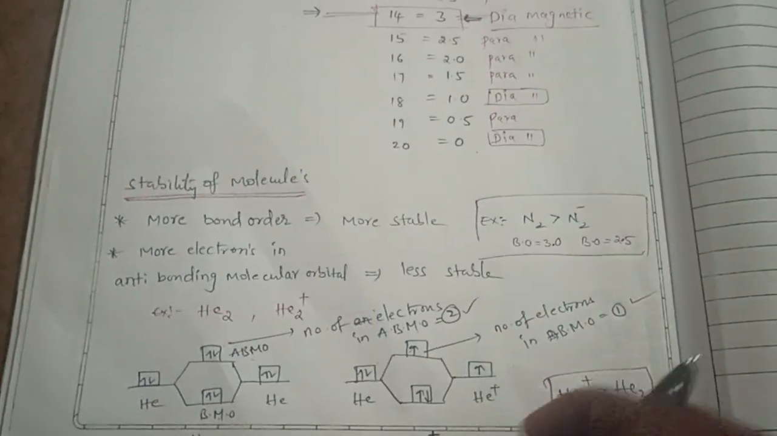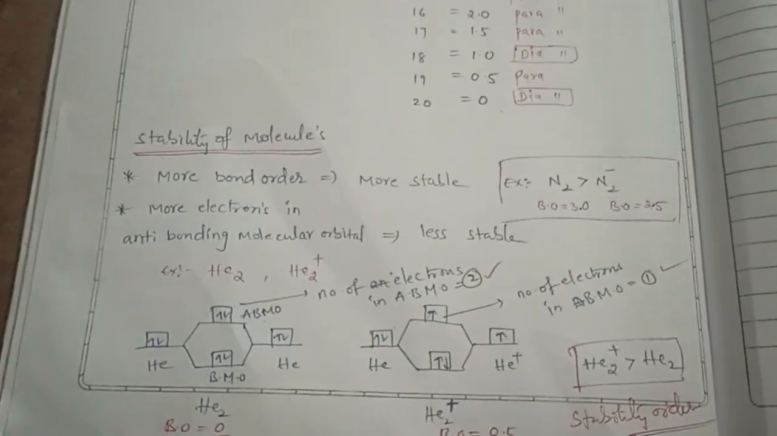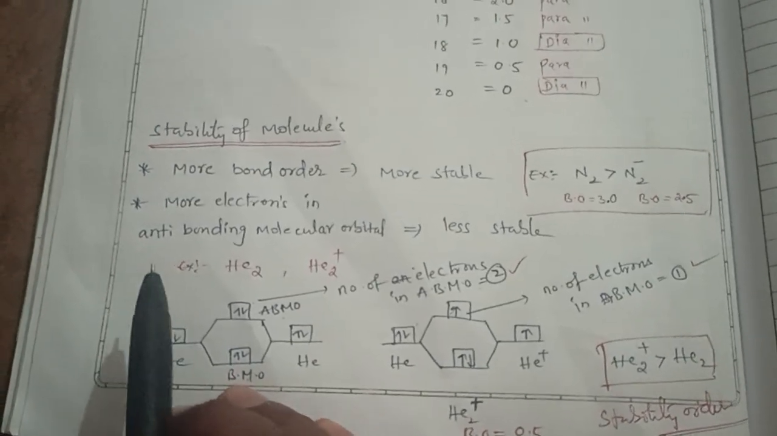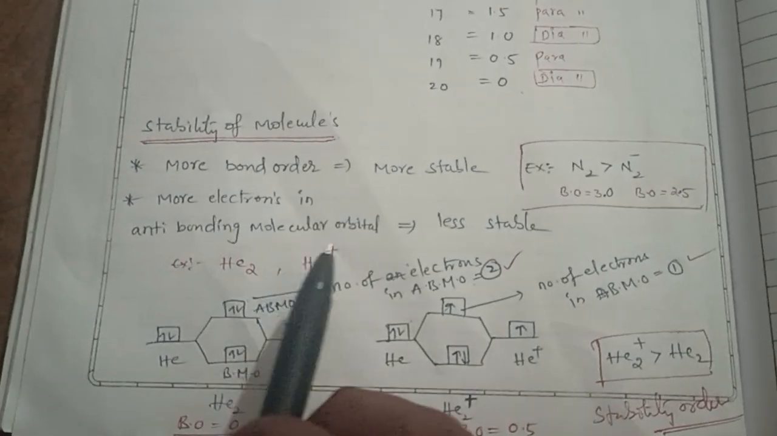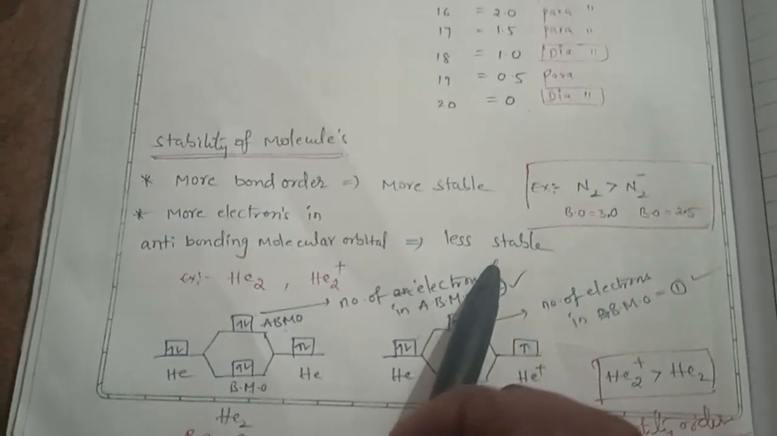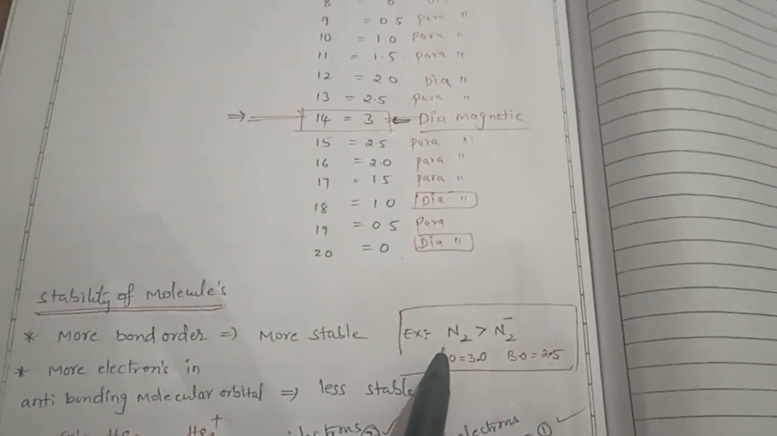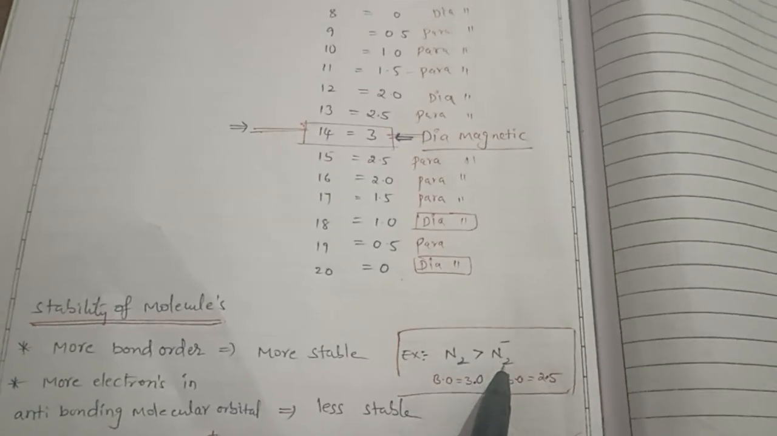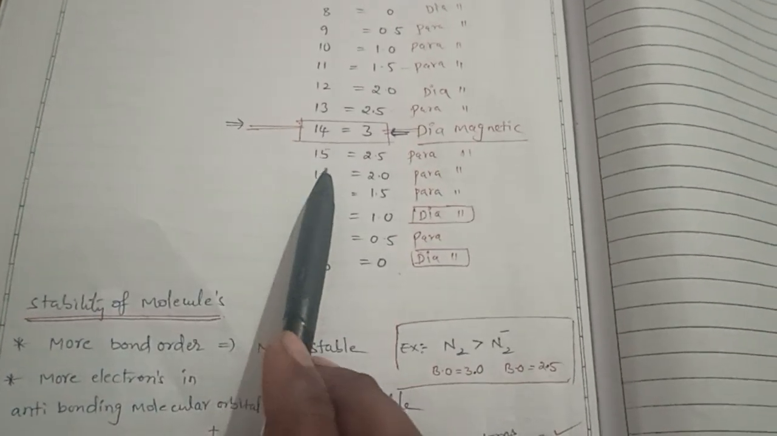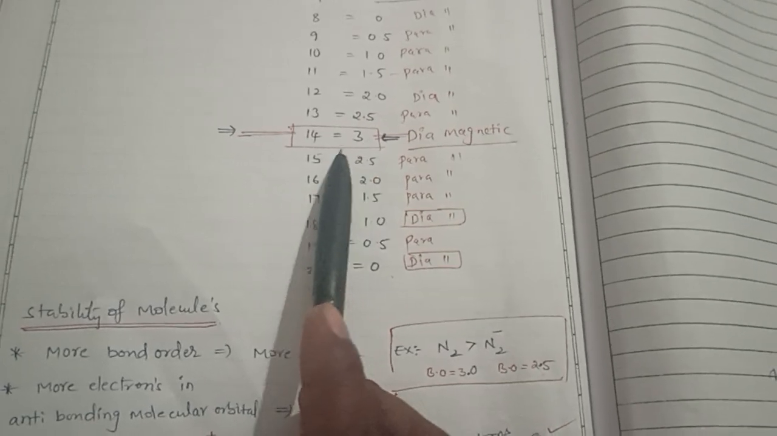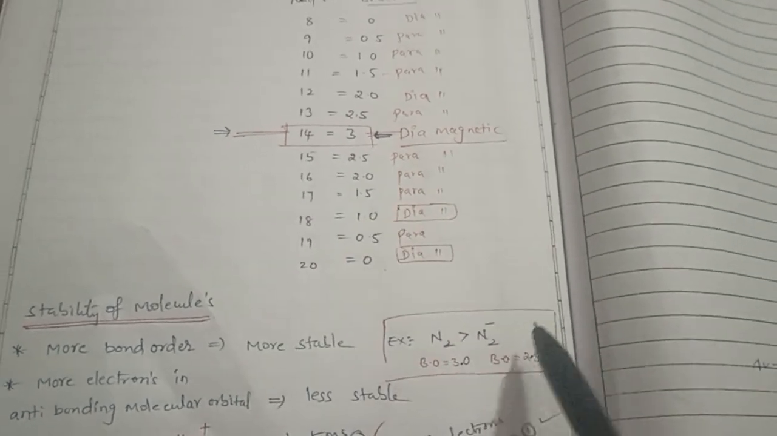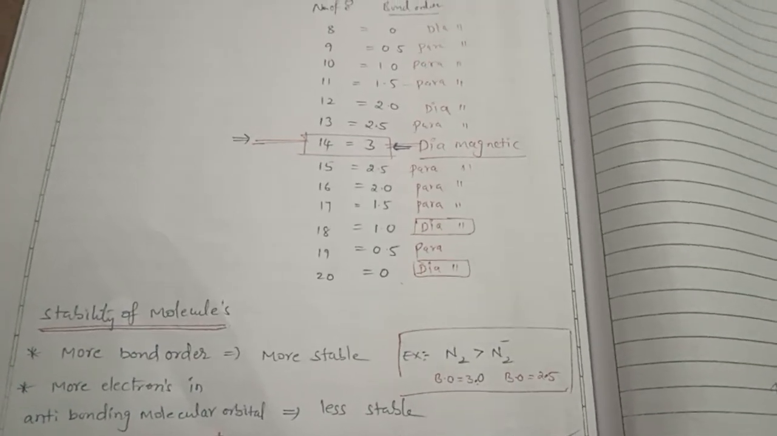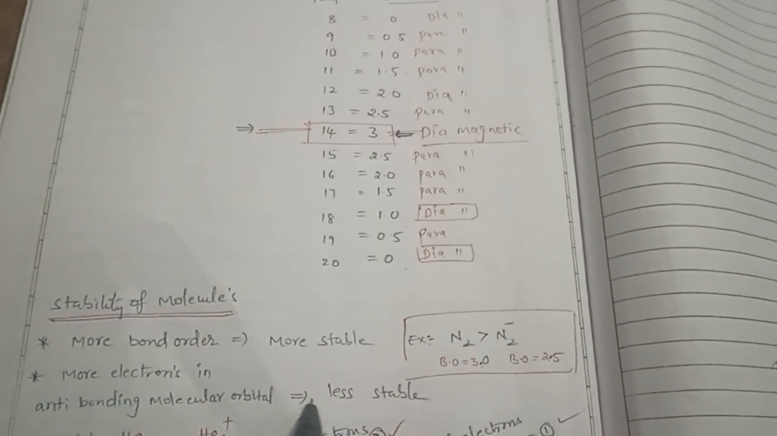And the last application is the stability of molecules. The more the bond order, the more stable. Another point: more electrons in the anti-bonding molecular orbital means less stable. For example, in the first example, N2 has 14 electrons and N2 minus has 15 electrons. With 14 electrons the bond order is 3, and with 15 electrons the bond order is 2.5. So N2 has the higher bond order, 3, so it is more stable. And more electrons in anti-bonding molecular orbitals means less stable.